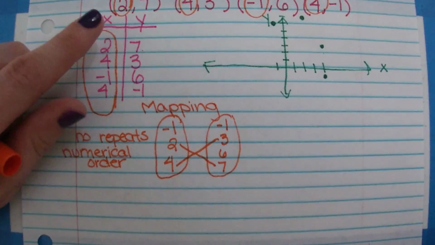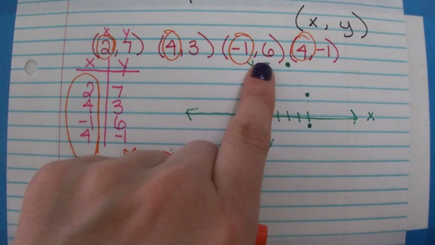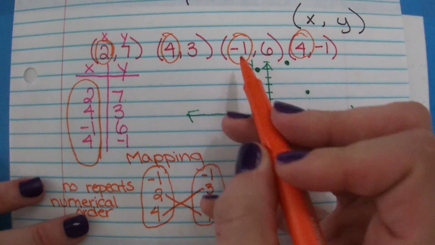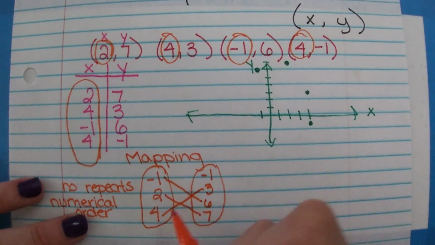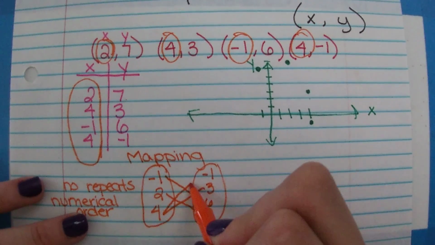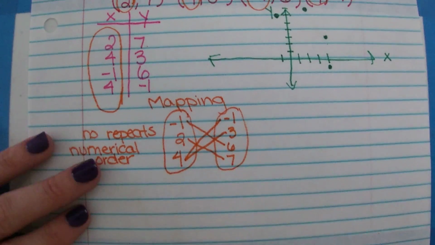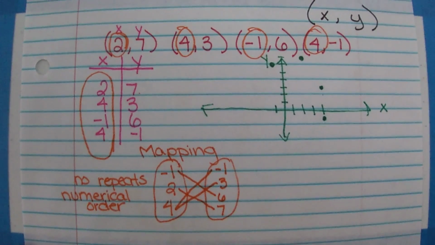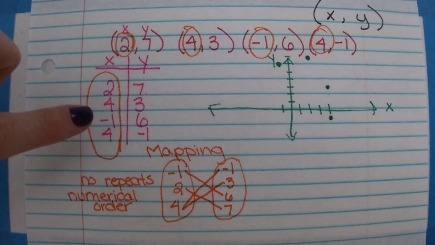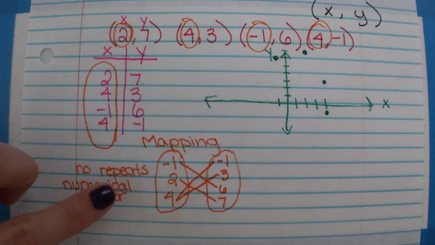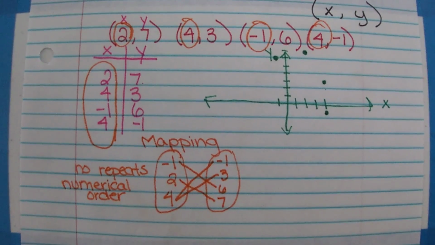4 comma 3, right? I'm just going across with my ordered pairs here. -1 goes to 6. And then 4 goes to -1. So now I'm just drawing a second line from 4 to the other value it goes to. Okay, so whenever we are talking about a relation, we can always represent it in these 4 options. We can do ordered pairs, a table, a mapping, and we can graph it on the coordinate plane.